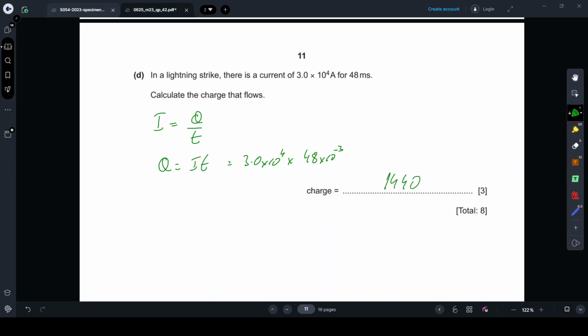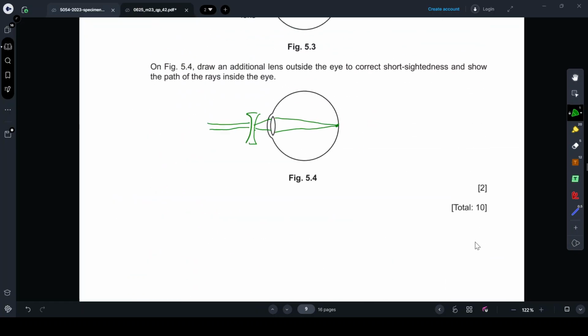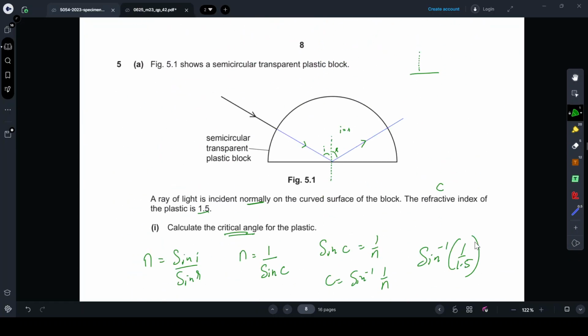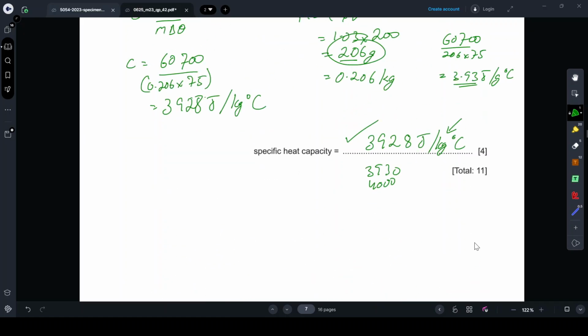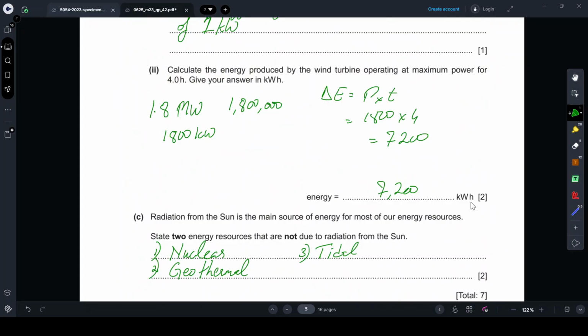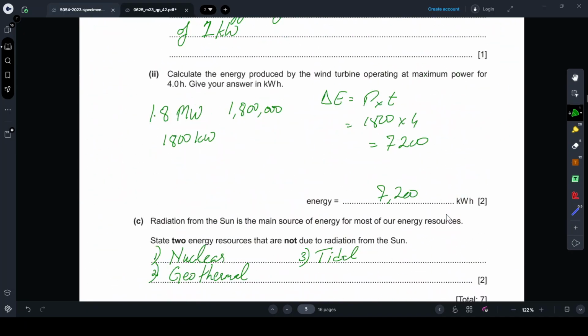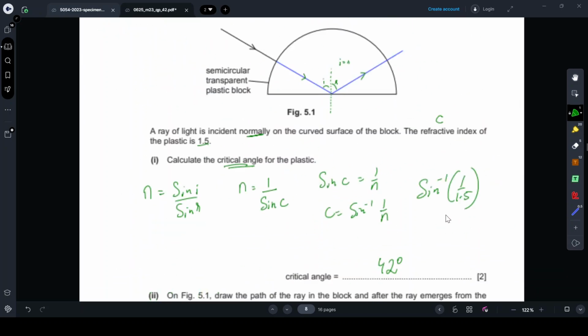So 1440 coulombs, and you put a C over here, because remember, always check if they've given the units or not. In fact, it's always safer, even if they put in the unit, like over here they put in kilowatt hour, and so we didn't bother with the unit. But in others, they don't. So even if they have put in the unit, always put in the unit for yourself. That's the safest thing you can do.